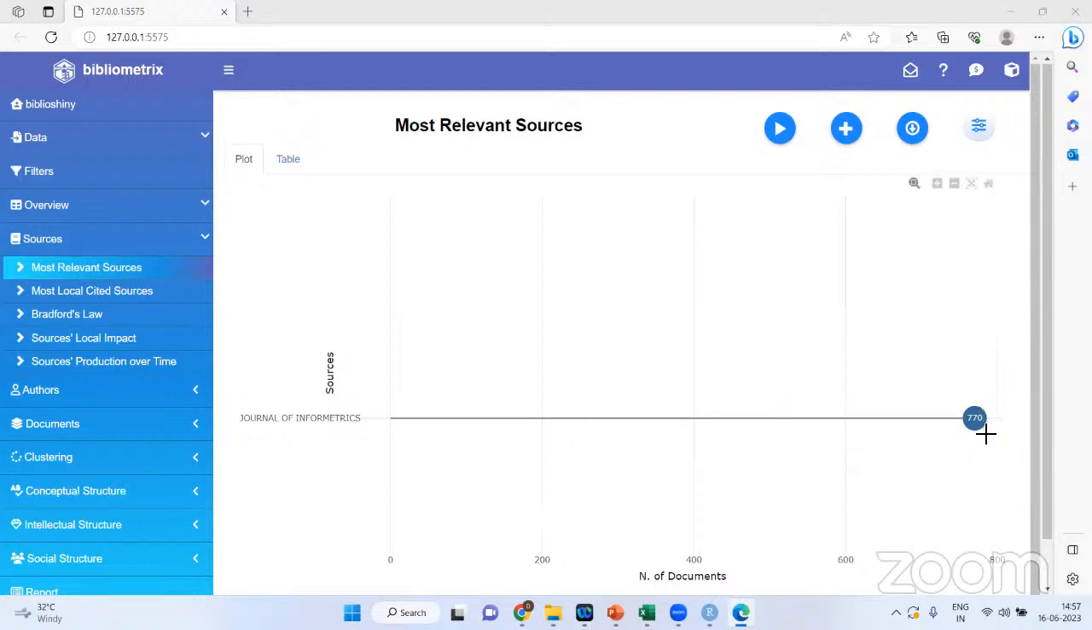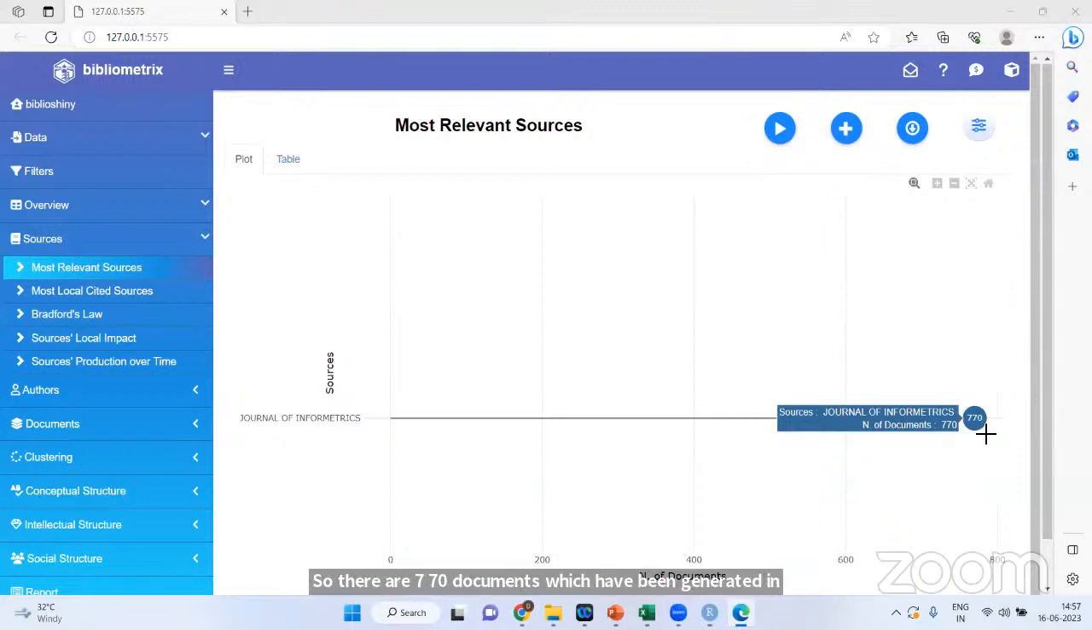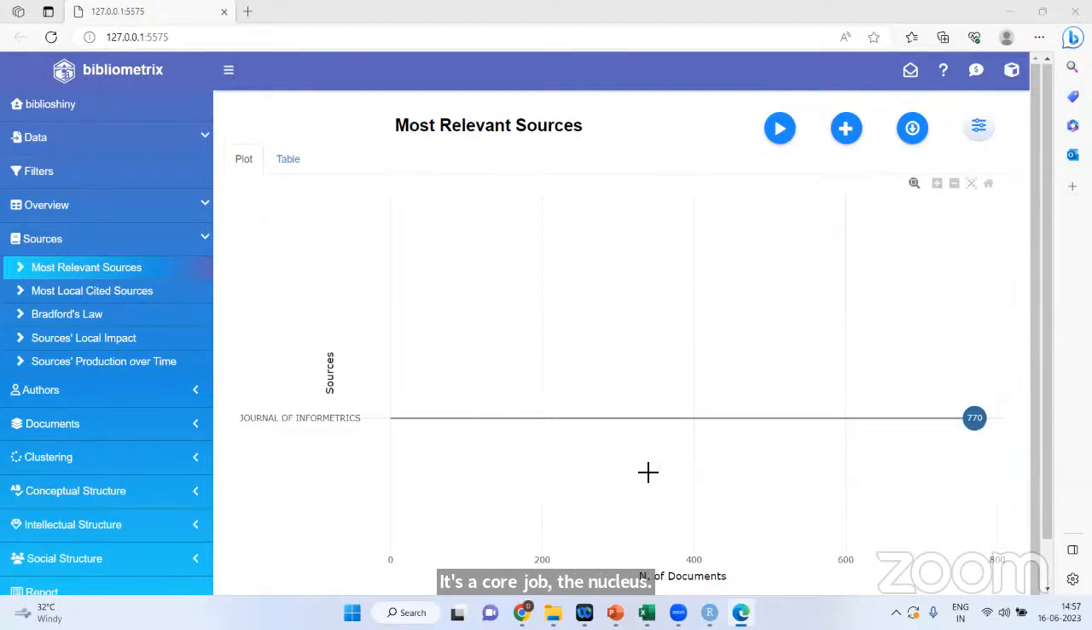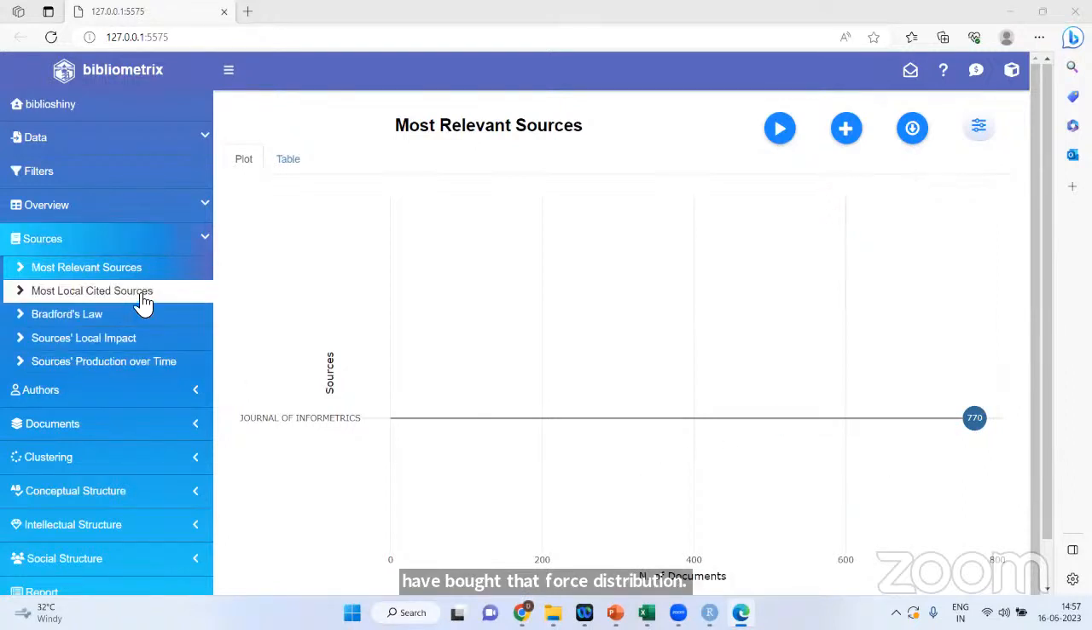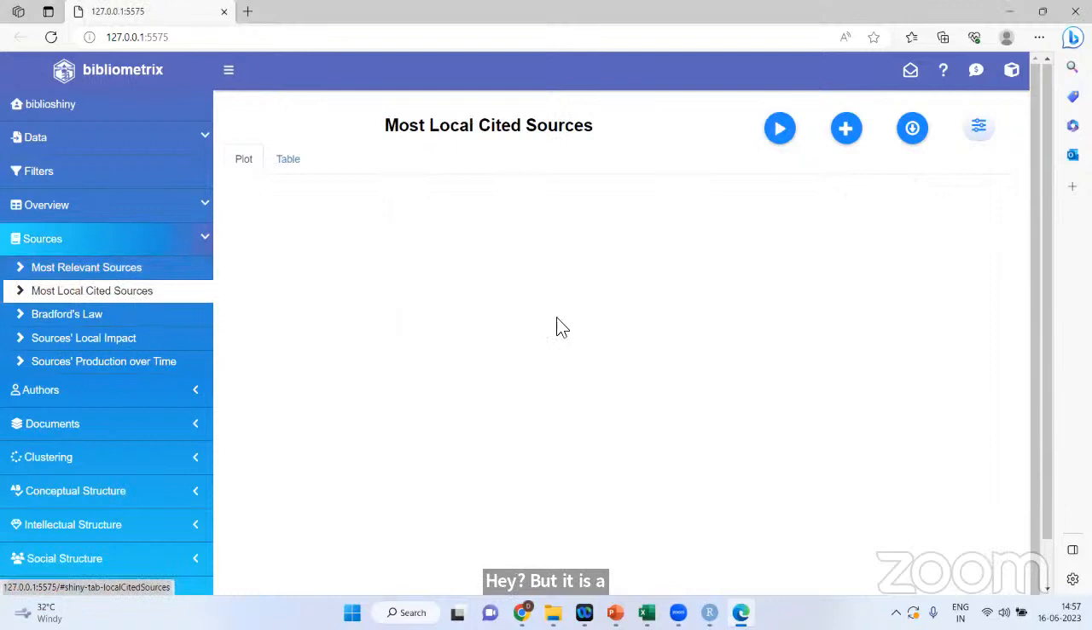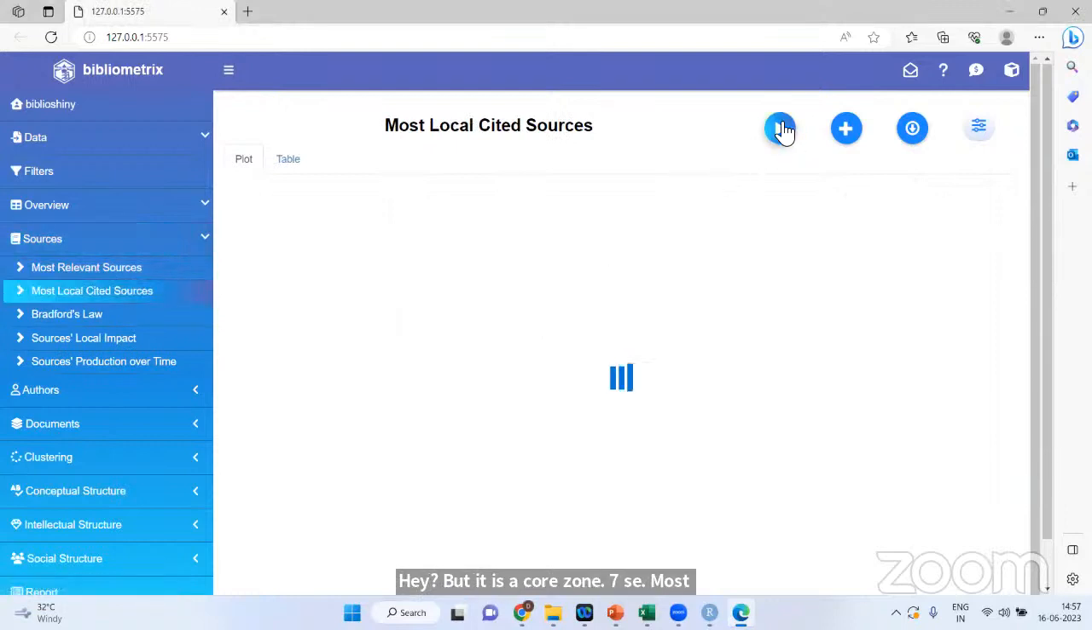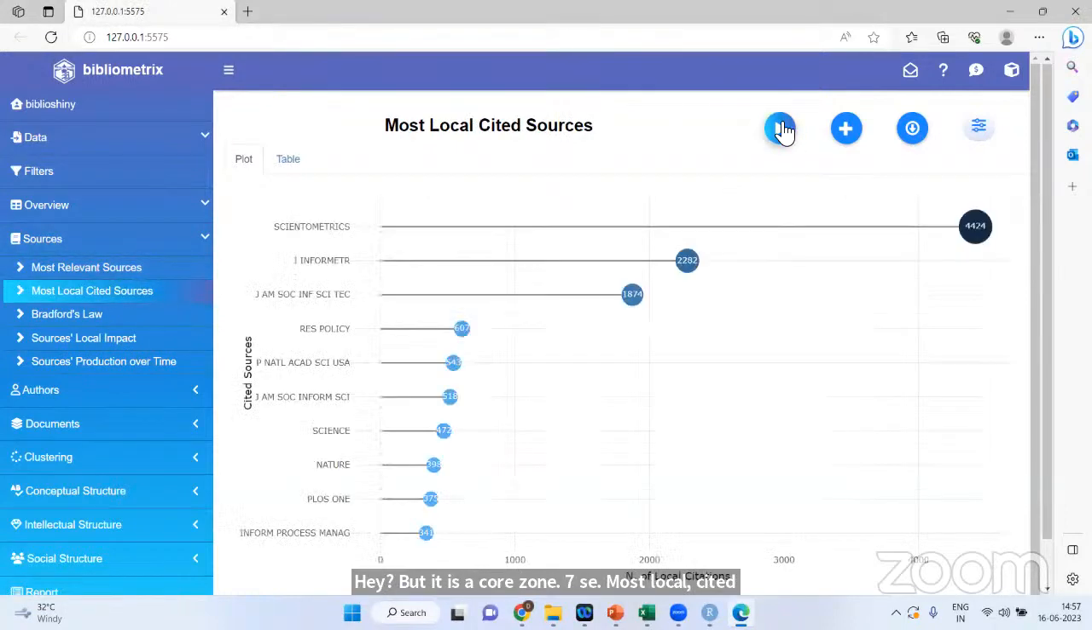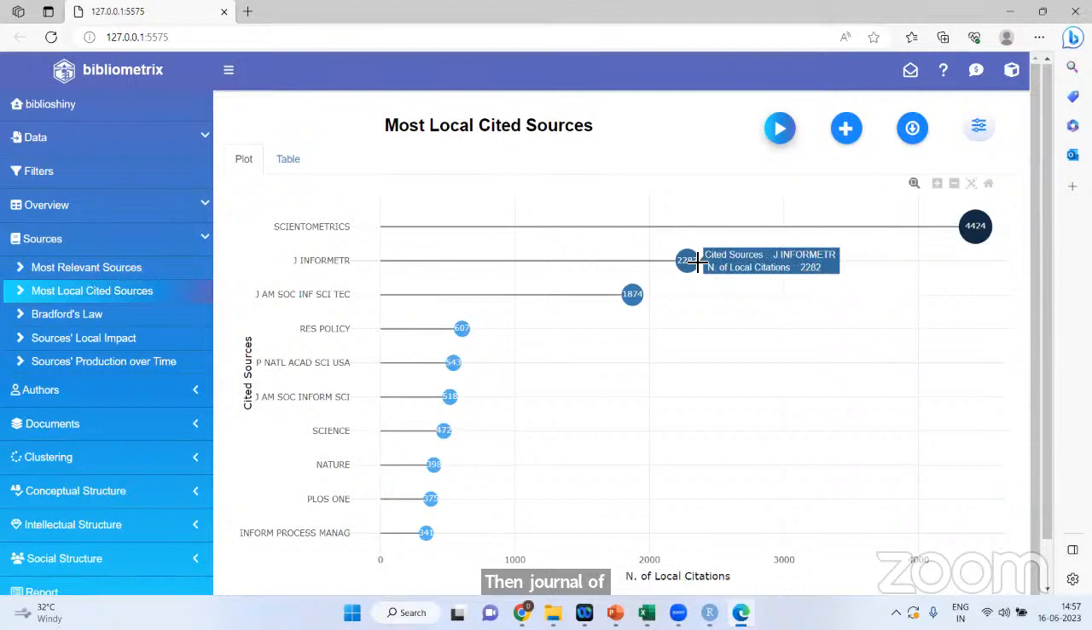So there are 770 documents which have been generated in the Journal of Informetrics. It's a core journal, the nucleus. Otherwise, you would have got Bradford's distribution, right? But it is a core journal, 770. Most local cited sources. Here also you will get the Scientometrics journal at the top, then the Journal of Informetrics. How many citations there are, you will be able to get.